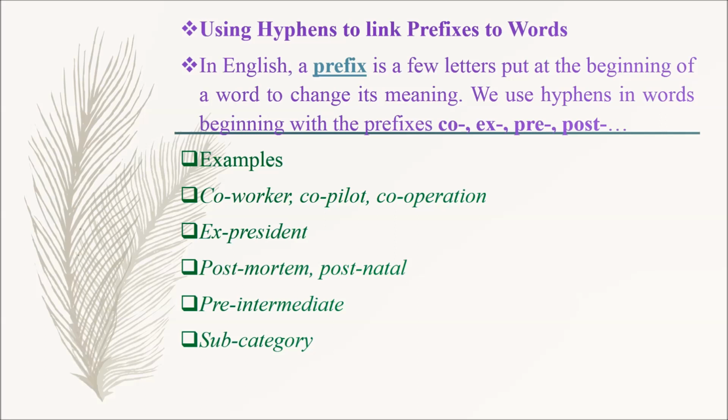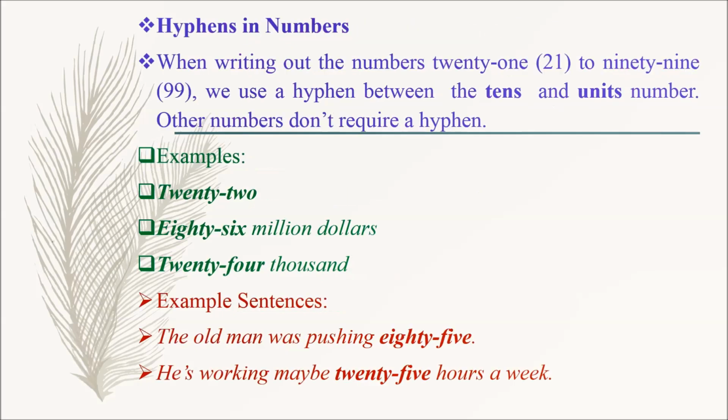Examples are co-worker, co-pilot, co-operation, ex-president, post-mortem, post-natal, pre-intermediate. Then finally we have sub-category. Next we are going to learn hyphens in numbers.